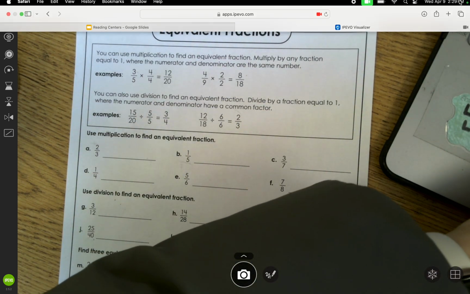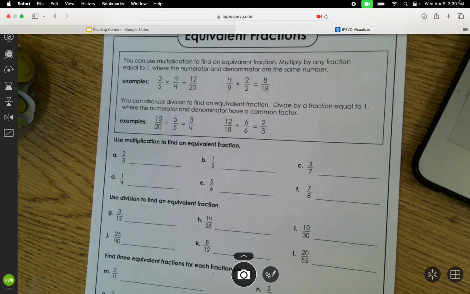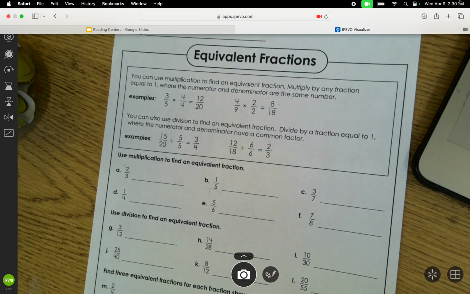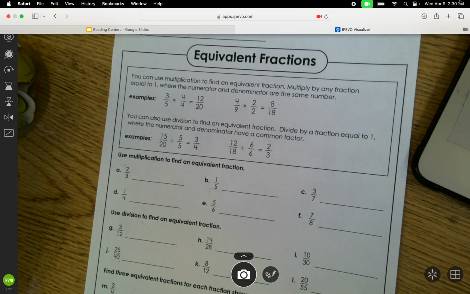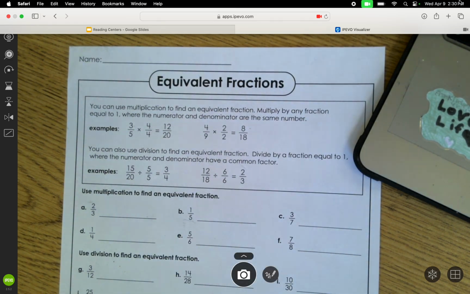Hello. It's homework time. All right, you do have homework today. Woohoo! So, for homework, you are going to complete this worksheet, equivalent fractions.